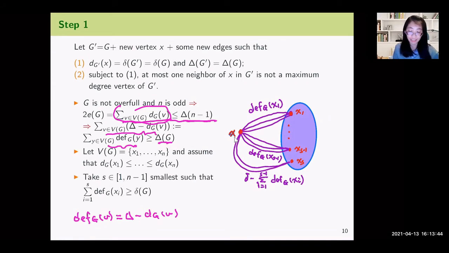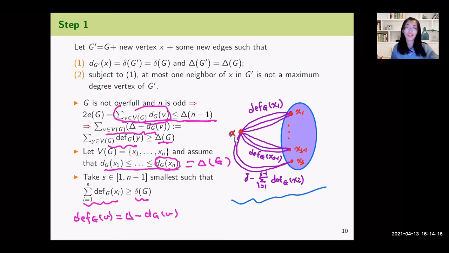And then we suppose the vertices of G are x1 up to xn, and we order the degrees of these vertices in this way. Just note that this vertex has to be the maximum degree vertex, right? It has the largest degree. So now we will choose the smallest index s between 1 and n-1, such that the sum of the deficiencies of those vertices is at least delta of G. And now we can just add the edges in this way, as I draw in this picture, then I will get this new graph G prime. So you can easily check that G prime satisfies both condition 1 and 2.